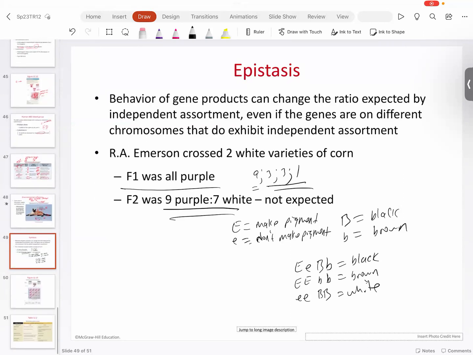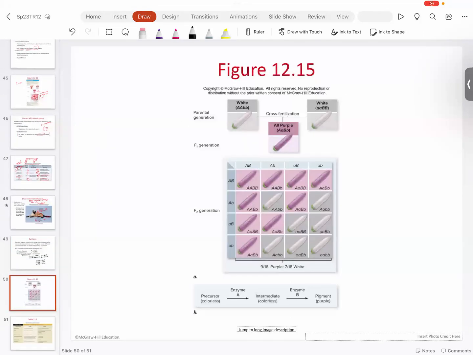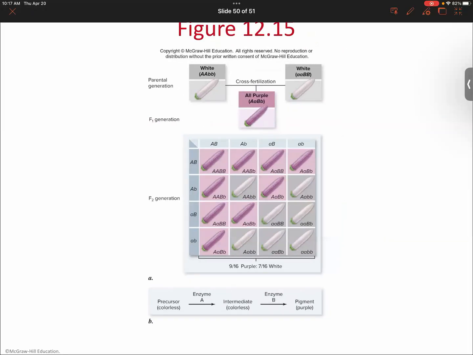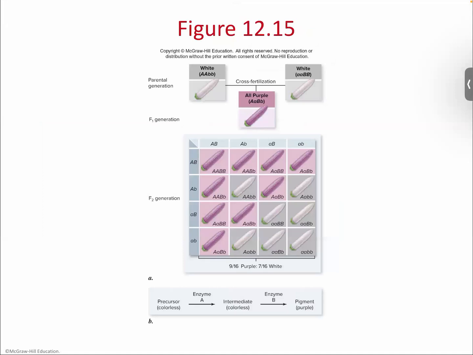Now, that's the easier version of epistasis. What Emerson saw was a little bit more involved, but we'll follow this here, right? First of all, you took your true breeders, you crossed them, you got your purple, and then you did your F1 crosses. You got your dihybrid cross. That's basically what we're seeing here, okay?